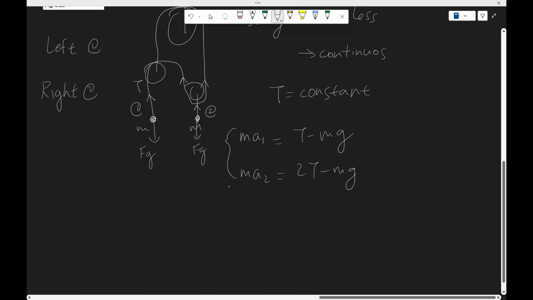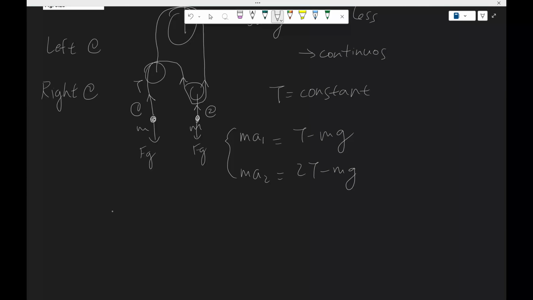And next, what can we do? Let's try to maybe work with length conservation. So we know that for this string, because it is incompressible, the change in the length of the string is always 0. And what is that equal to? Let's say mass 2 changes by height, delta y2. What is the effect of this delta y2 on the total length of the string?